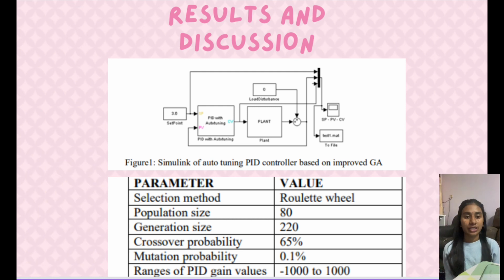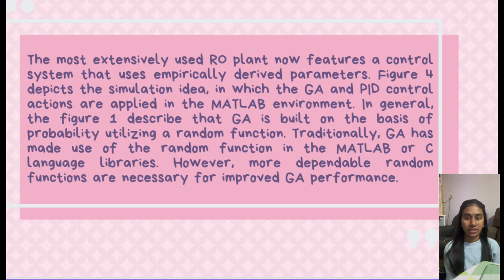So from there we can conclude that the most extensively used plan now features a control system that uses empirically derived parameters. Figure 4 depicts the simulation idea in which the GA and PID controller actions are applied in the MATLAB environment. In general, GA is built on the basis of probability utilizing a random function. Traditionally, GA has made use of the random function in MATLAB or C language libraries. However, more dependable random functions are necessary for improved GA performance.